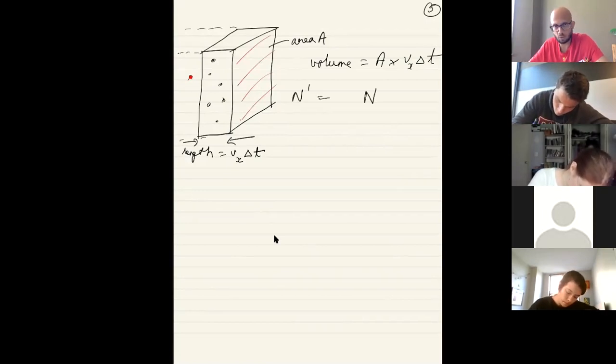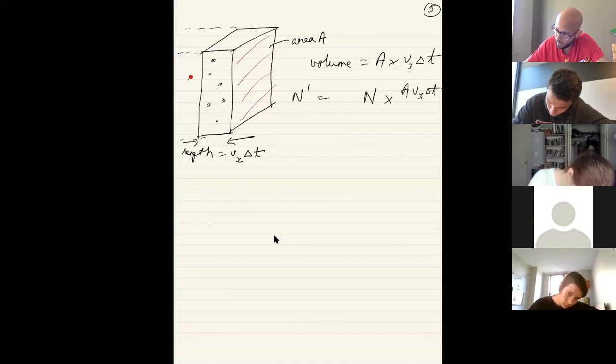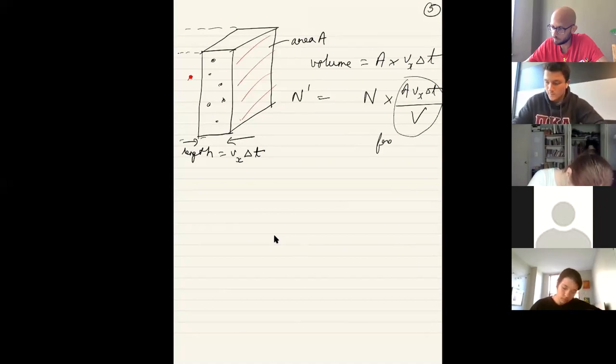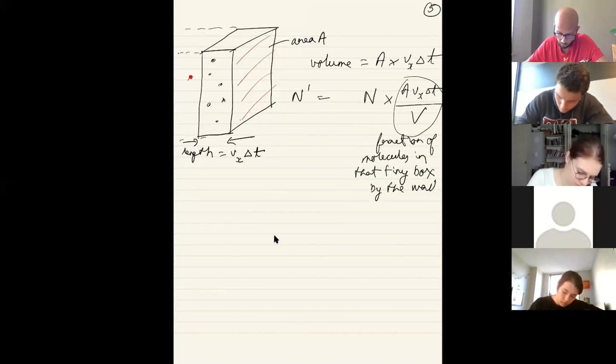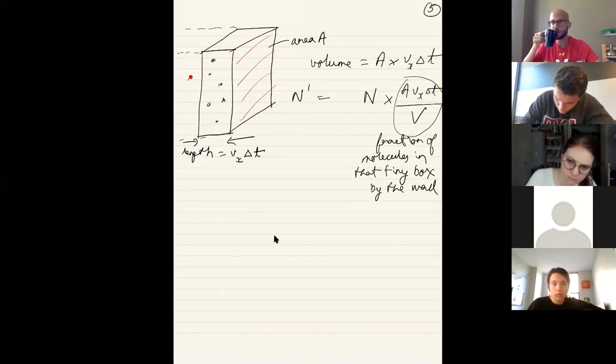As per this argument, n prime should be equal to capital N, which is the total number of molecules, multiplied by this volume, A Vx delta t, divided by the total volume of the box, right? This is the fraction of molecules in that tiny box by the wall. Is this correct though? Is this really n prime, or did I screw up something? Any ideas?